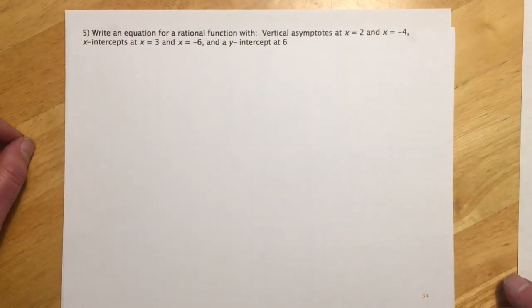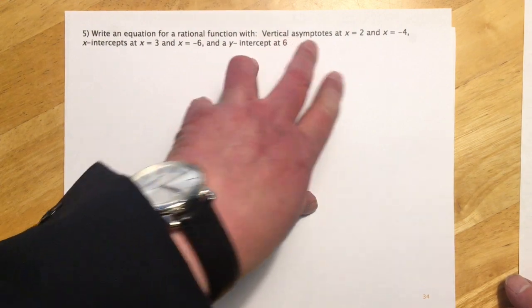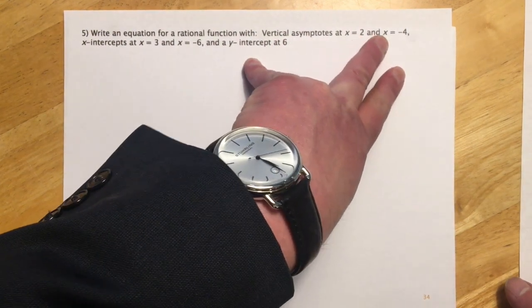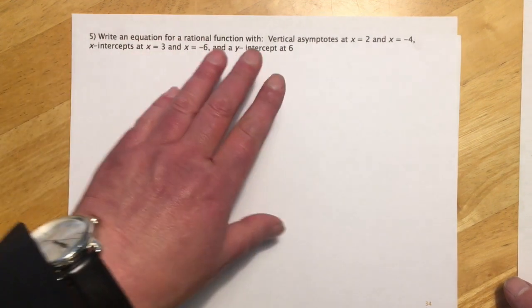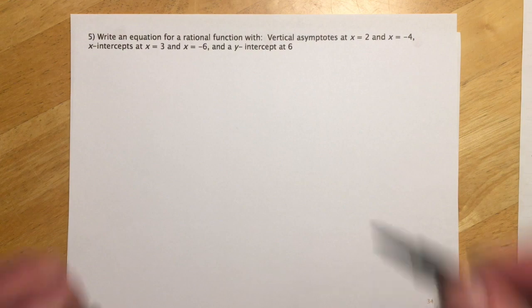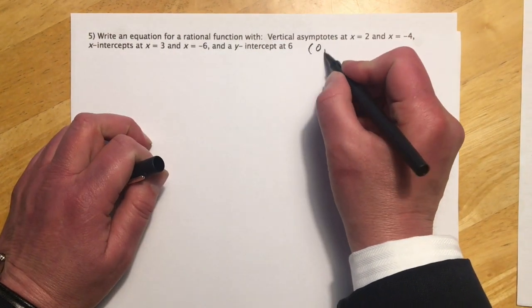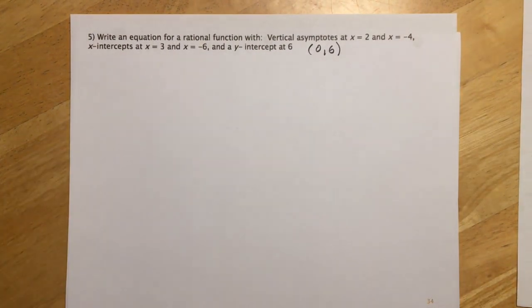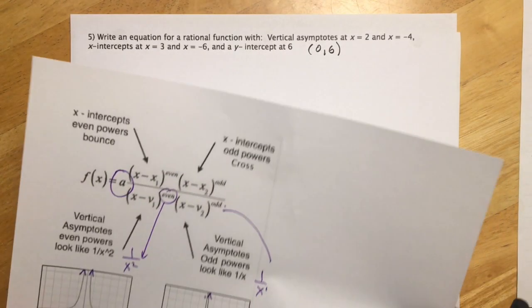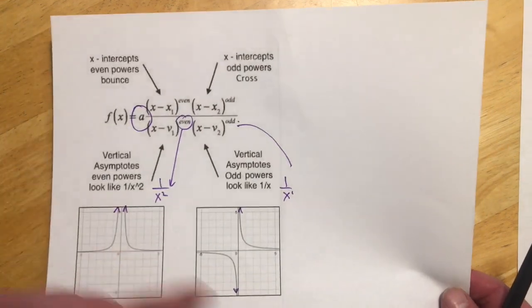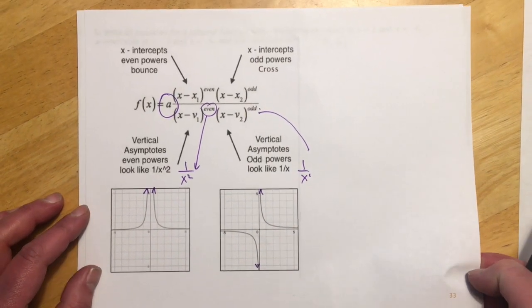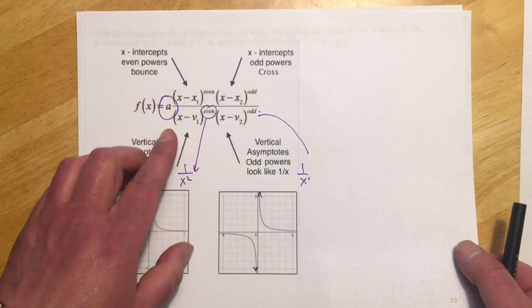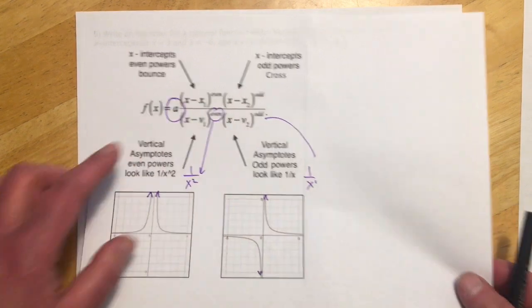Number 5 is write an equation for a rational function with vertical asymptotes at x equals 2 and negative 4, x-intercepts at x equals 3 and negative 6, and then a y-intercept at 6. So our y-intercept is going to be (0, 6). I'll show you what we're going to use that for in just a second. Just to recap, this is page 84 in the notes, and again, this is a pretty helpful diagram. Our x-intercepts are our numerator, our vertical asymptotes give us our denominator.